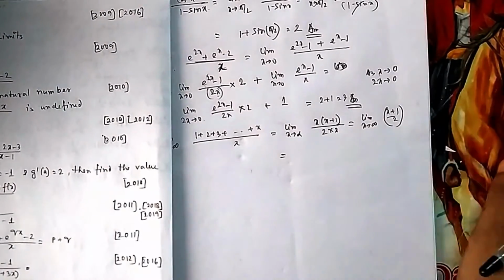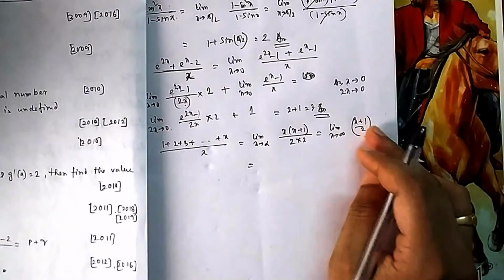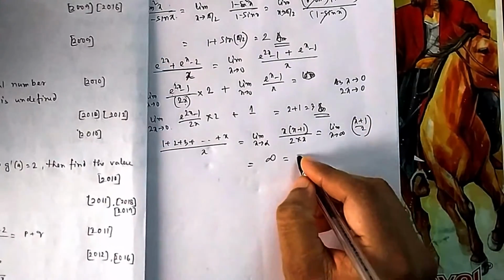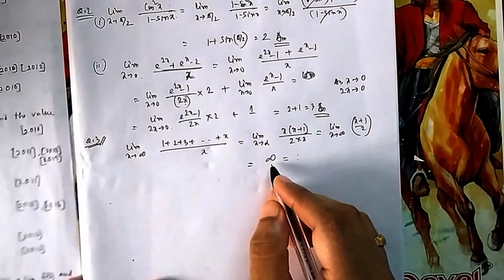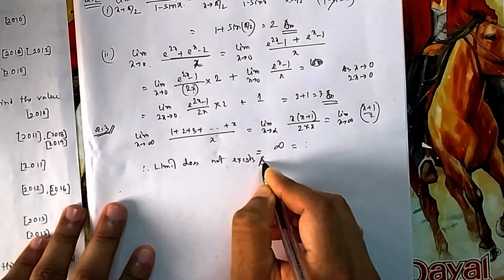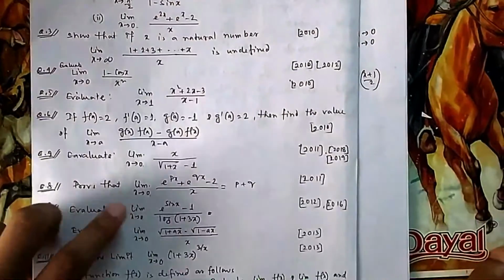Infinity is a huge number, so if you add one to it, it will be a huge number. If you divide by 2, that will also be a huge number. So this is undefined. That means the limit does not exist because it should be finite. The answer of the limit should always be finite. So you can say limit does not exist. That is proved.